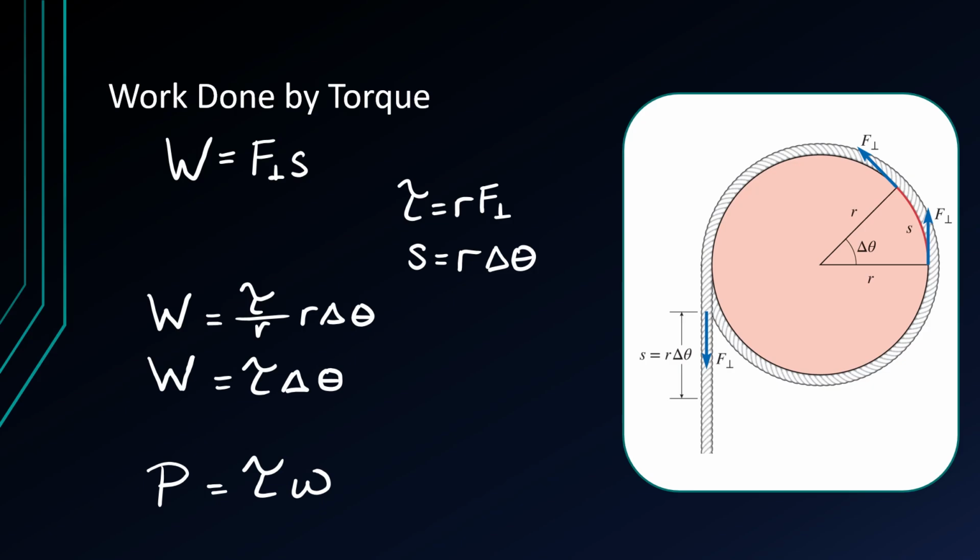Remember that power is work done over some change in time. So if I divide my work by a change in time, I get that power is equal to torque times my angular velocity, omega.